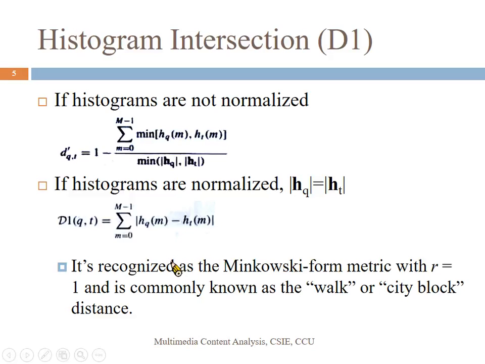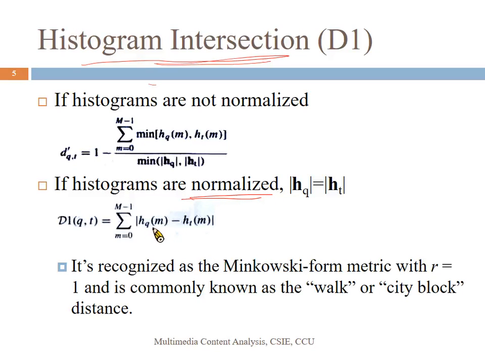So in the following, we will introduce 8 types of distance matrix and introduce the advantages and the shortcomings of them. So the first one, D1, is called histogram intersection. Okay. So first, we will normalize the histogram. If the histograms are not normalized, then we will take the normalization in the distance matrix. So we can see the normalized version first.